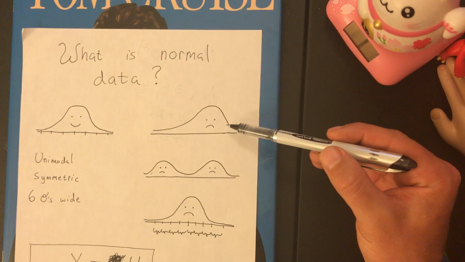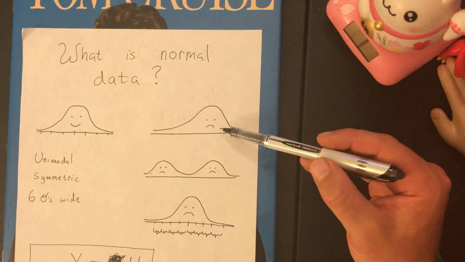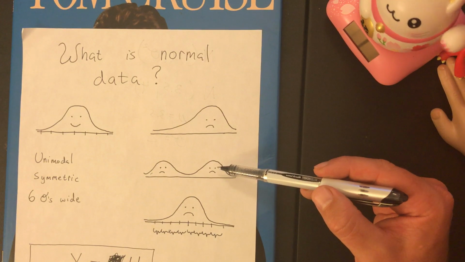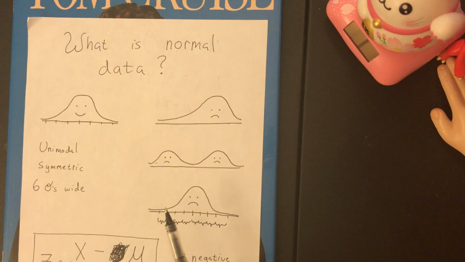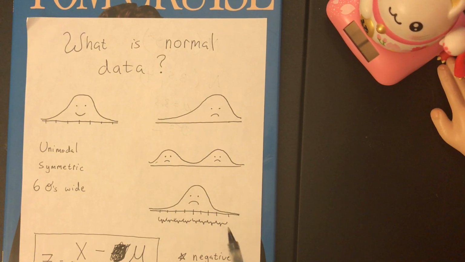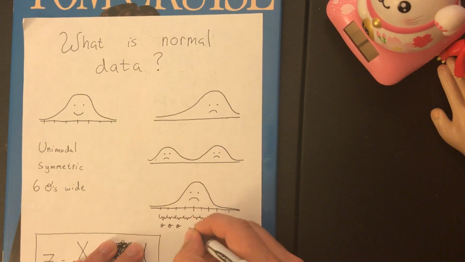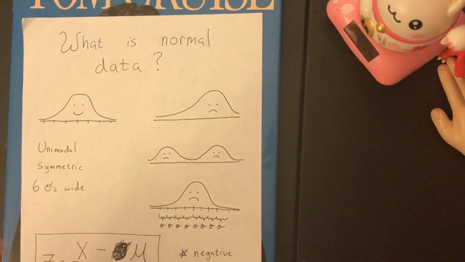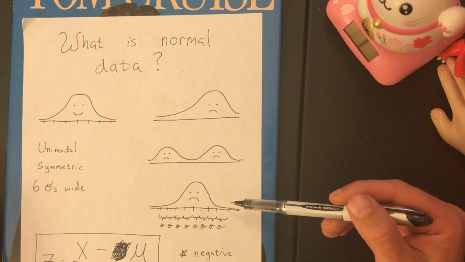So over here, this one's no good. We call this skewed to the left. It ain't symmetric. These guys are no good because they ain't unimodal. And finally, you might have data that appears normal, but if there's too many standard deviations, like in this case 1, 2, 3, 4, 5, 6, 7, 8, it's too many. It doesn't count.